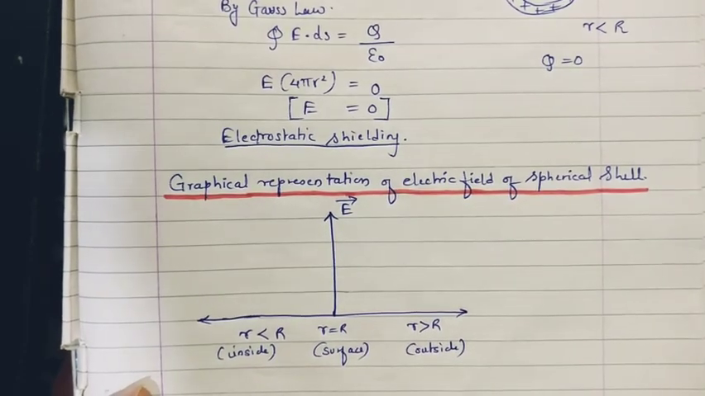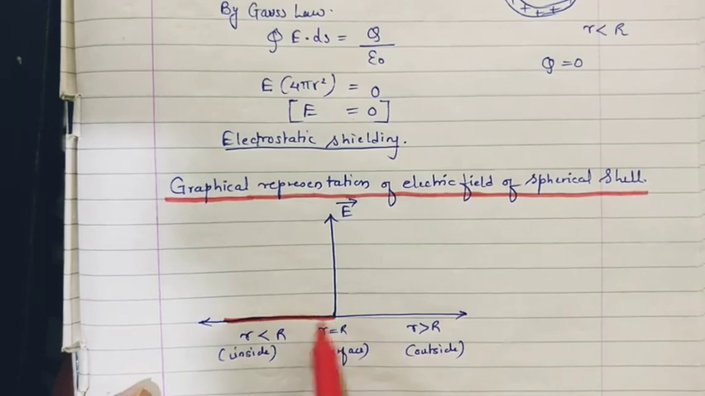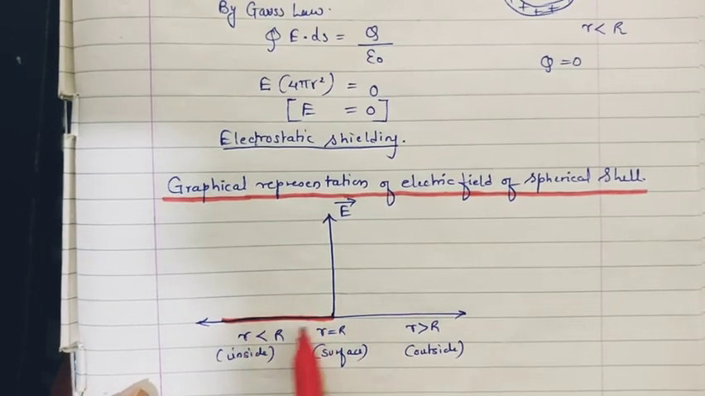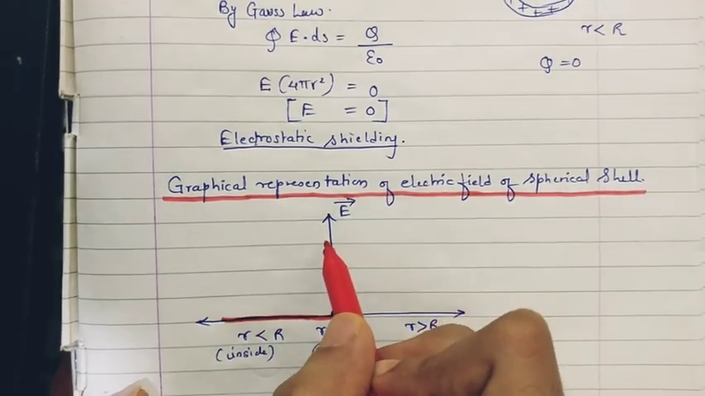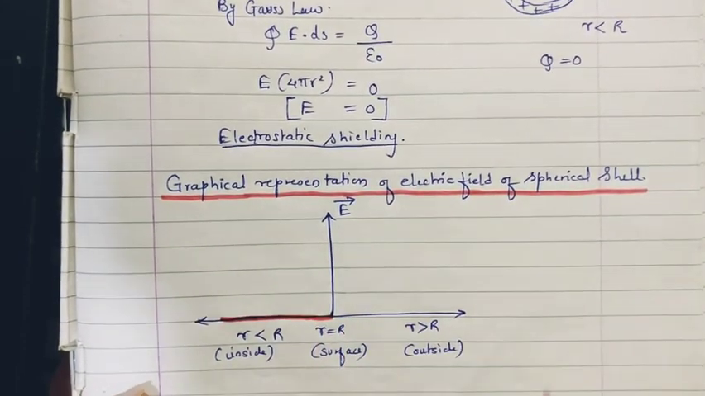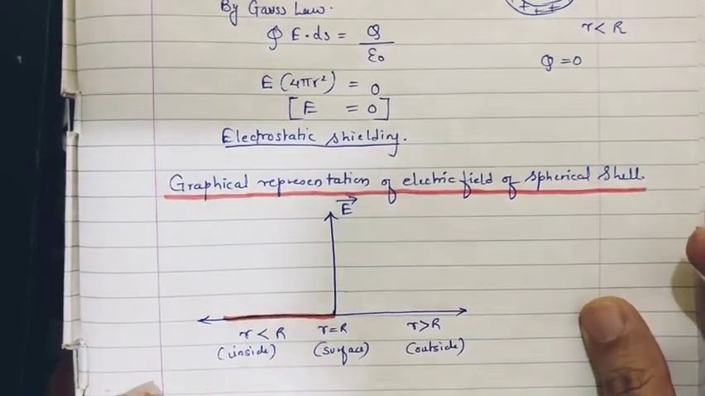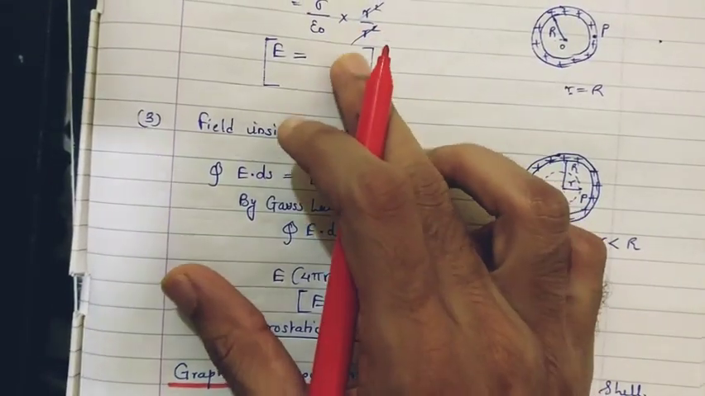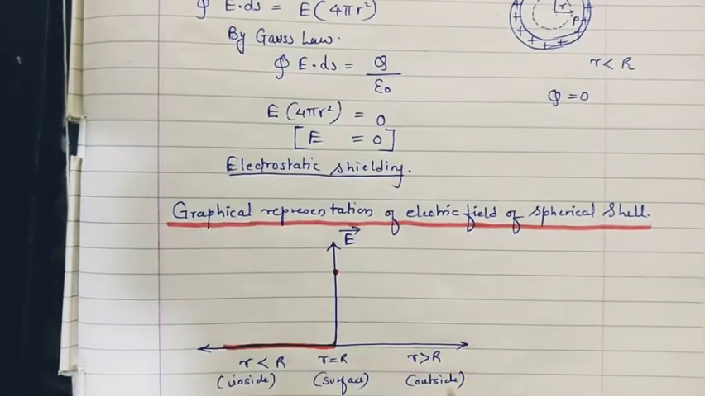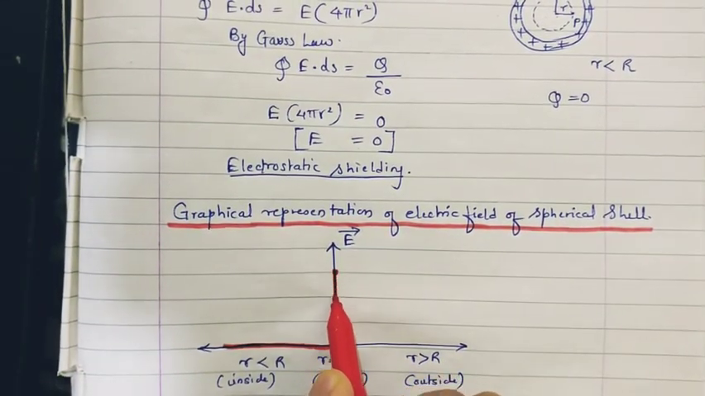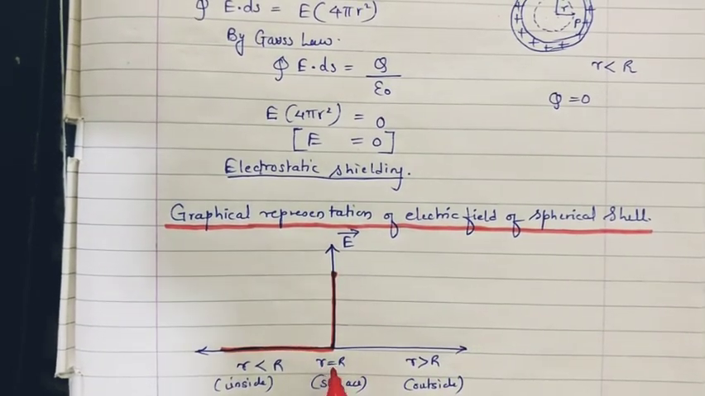So basically your line will come something like this, till here. So electric field is 0 inside the spherical shell. At R equal to capital R, the electric field at a point on the surface, we saw the expression is sigma upon epsilon naught, and that is the maximum value. So at the surface the electric field will be maximum.